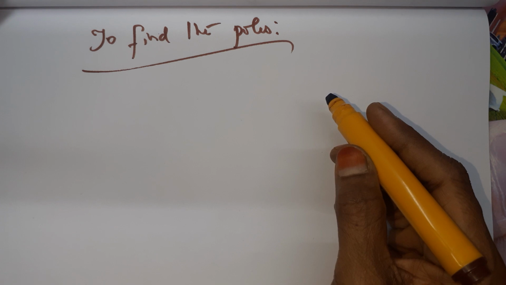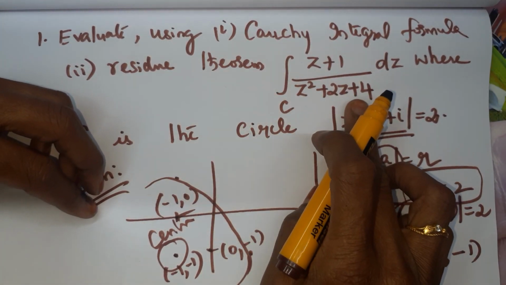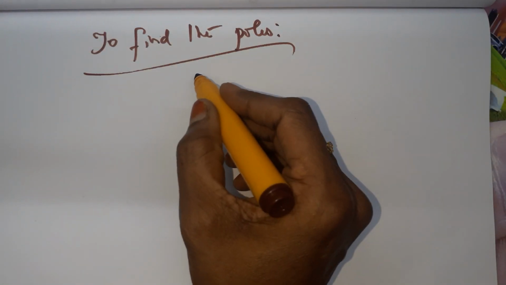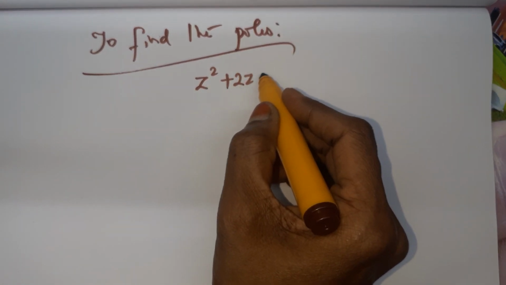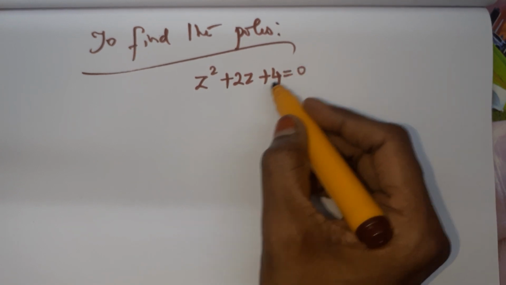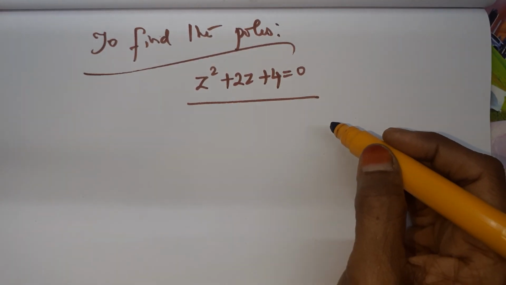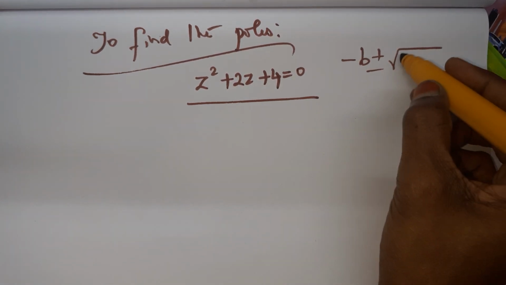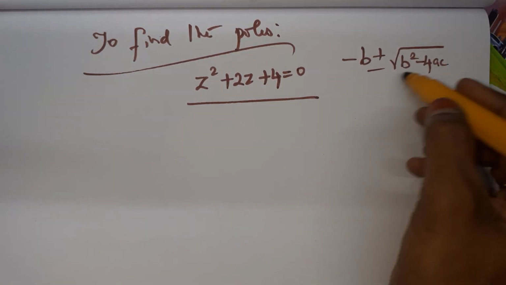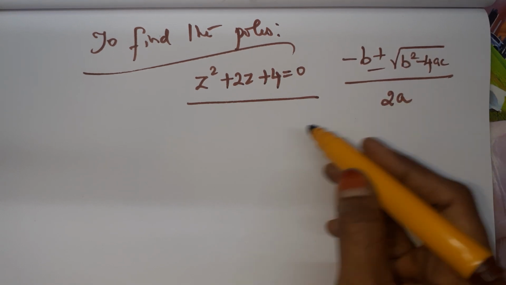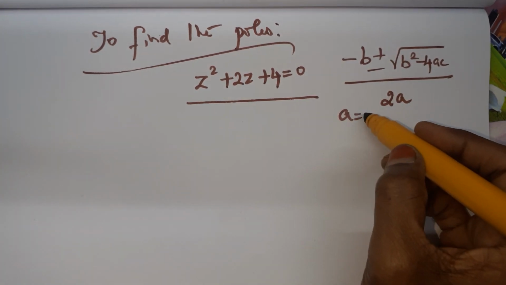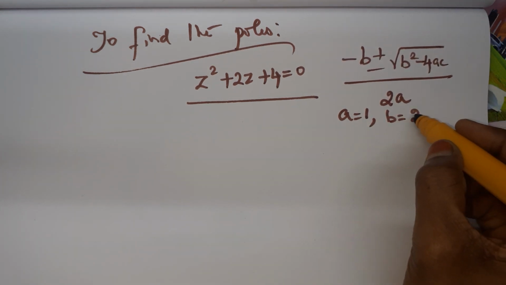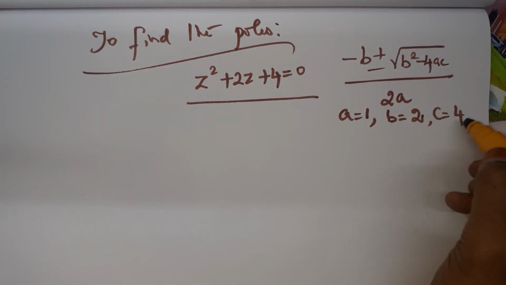We are going to find the poles. How to find the poles? Taking the denominator equal to 0, finding the roots will give the poles, right? z squared plus 2z plus 4 is equal to 0. Directly we are not able to find the roots. So we are going to use the formula minus b plus or minus root of b squared minus 4ac by 2a. Am I right? So a is equal to coefficient of z squared, that is 1. b is equal to coefficient of z, that is 2, and c is equal to the constant term 4.